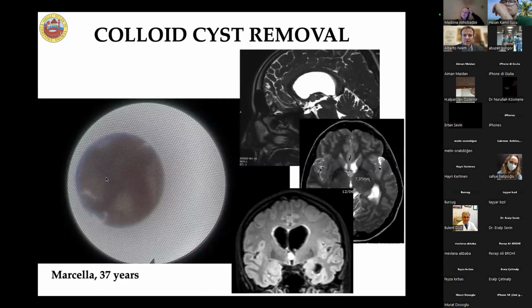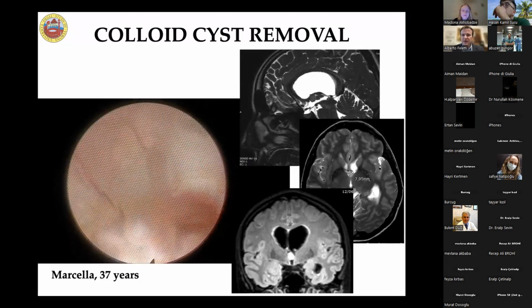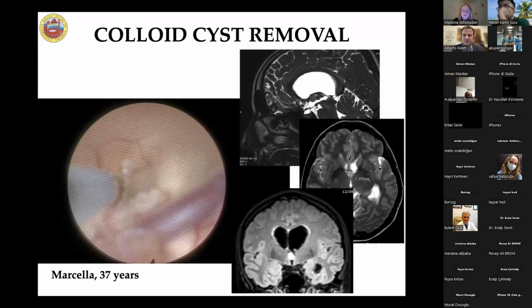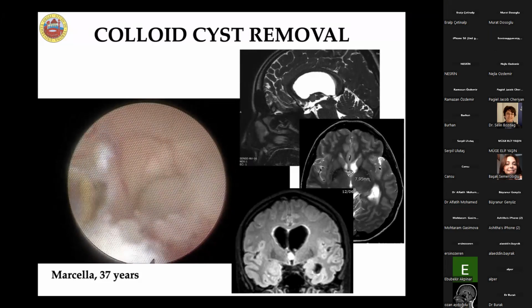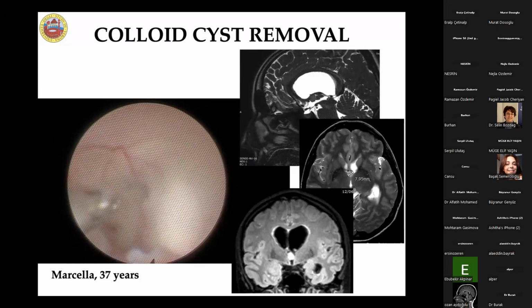Again, in the third ventricle, there is the possibility with an endoscope to remove colloid cysts. In the past, it was possible only to aspirate the content, but nowadays, with the improvement of the surgical tools and also of the experience of endoscopists, it's possible to remove the cyst completely, also the wall of the cyst.